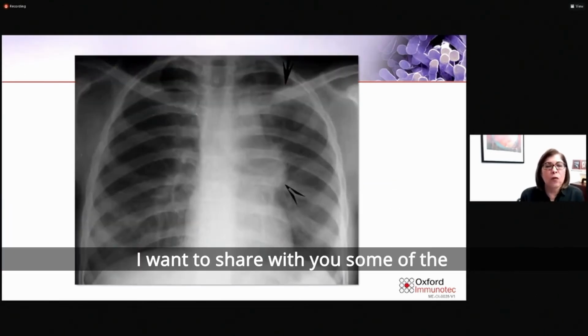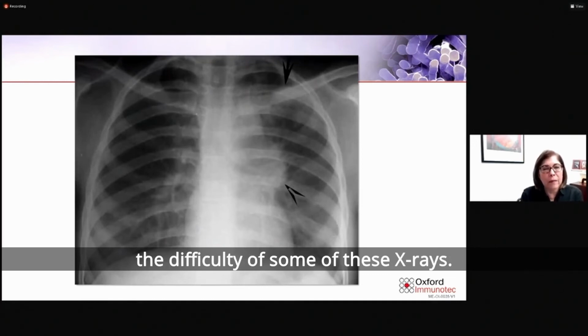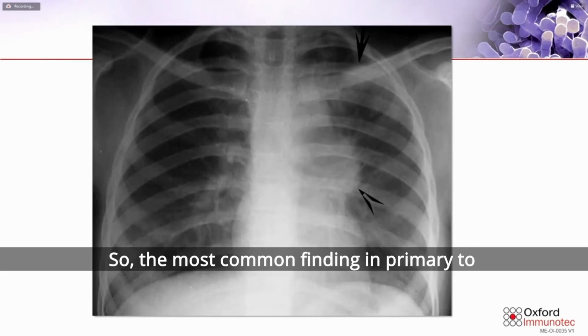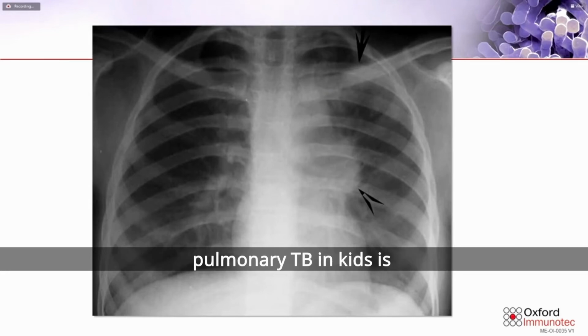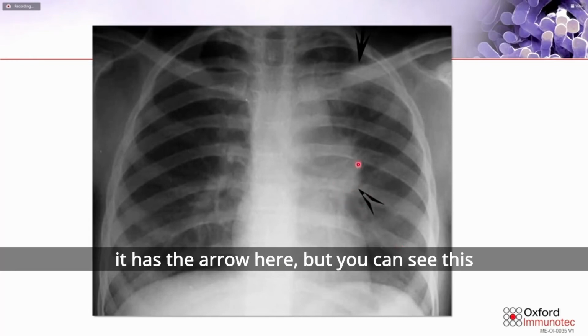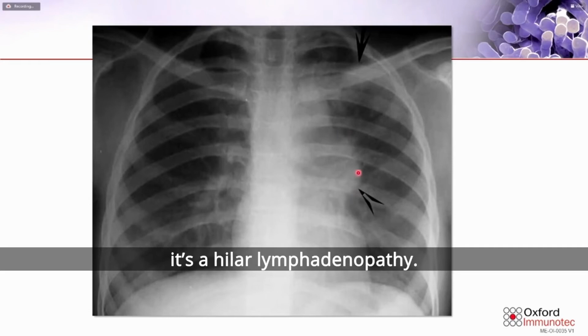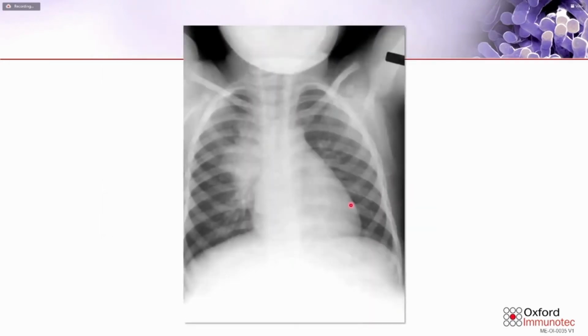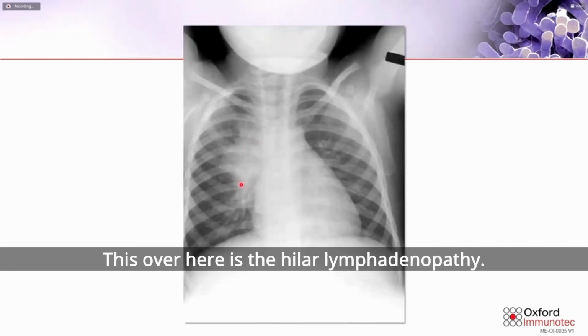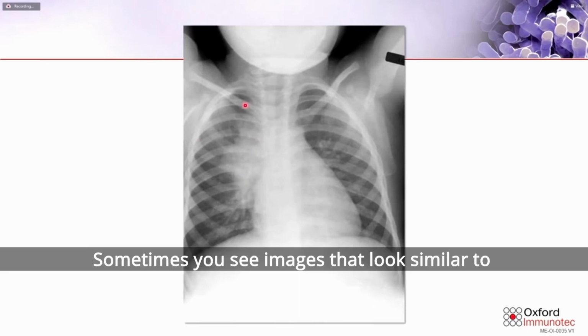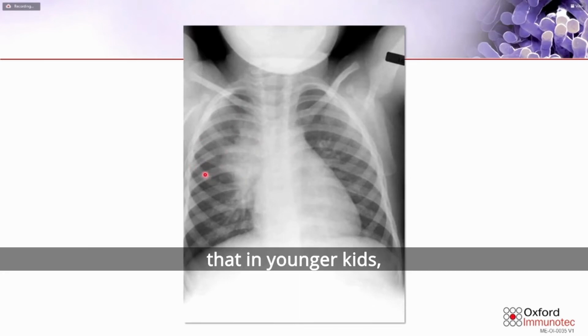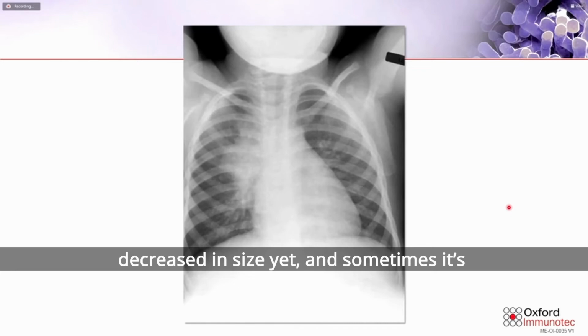So I want to share with you some of the x-rays just to highlight the difficulty of some of these x-rays. The most common finding in primary pulmonary TB in kids is hilar lymphadenopathy. In this case, it has the arrow here, but you can see this shadow here is a hilar lymphadenopathy. This is the same over here, but on the other side. Sometimes you see images that look similar to that in younger kids, that it's the thymus that hasn't decreased in size yet, and sometimes it's kind of hard to distinguish thymus from hilar lymphadenopathy.